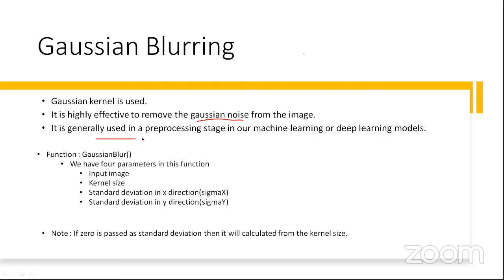That's why it is generally used in the pre-processing stage in our machine learning or deep learning models. If you see any model by someone who has experience in deep learning, they basically use Gaussian blurring in their pre-processing stage, to get rid of the Gaussian noise.